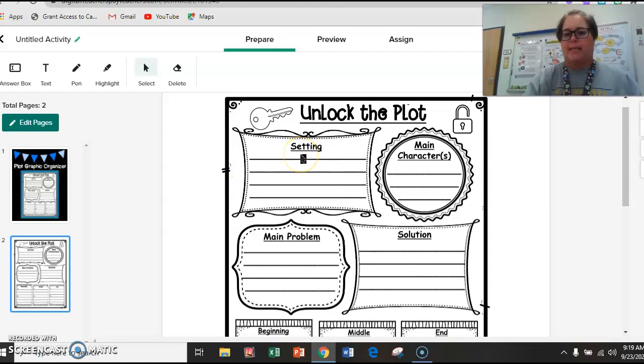We think about the setting. Remember, the setting is when and where the story takes place. And we think about the characters. That's just the people in the story, right? The main problem in the story. And the solution. So the plot is the main problem and how they solved it.